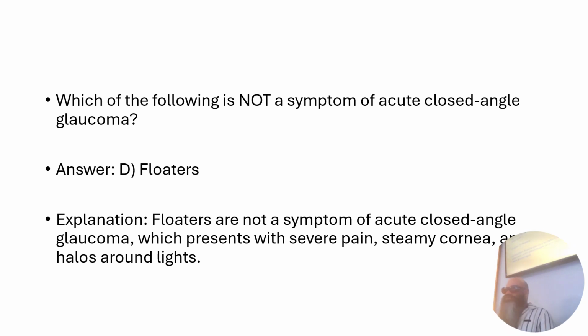So acute closed angle glaucoma. Keywords here: steamy cornea, fixed mid-dilated pupil, severe eye pain, halos around lights. If you memorize this little scripture here, you're gonna be set. Can you go through the difference between the acute closed and the other one? The acute will be sudden, painful, and it will have these key features immediately.